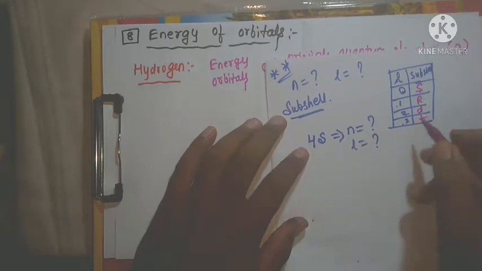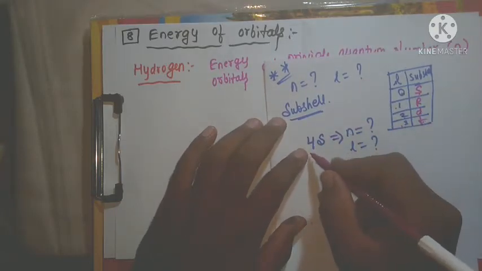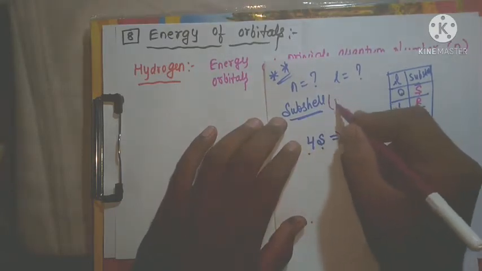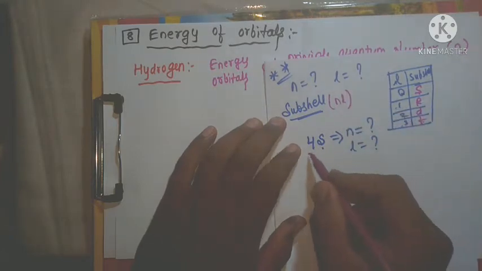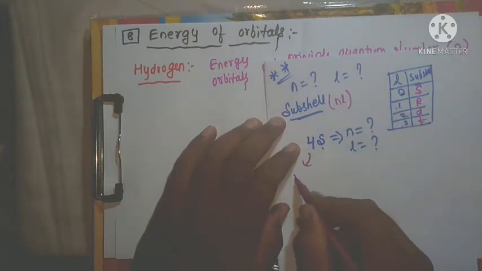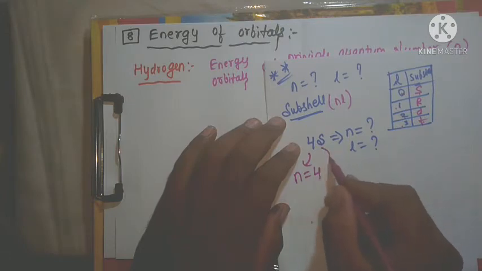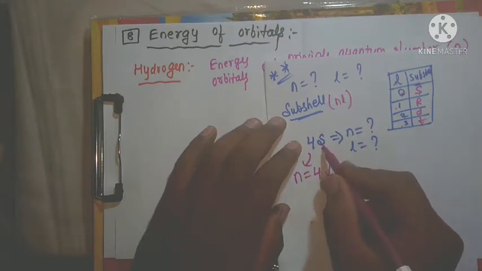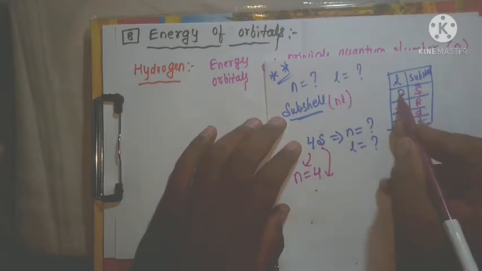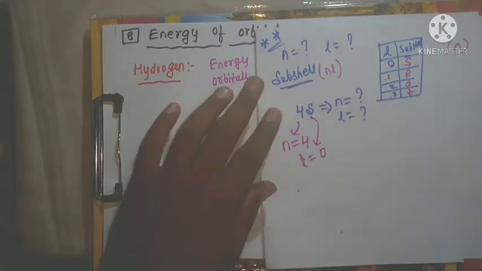Just remember, subshells are always written in the form of nL. The first number indicates the n value, therefore n is equal to how much? 4. And this second symbol, that is S, indicates the L value. S means what is the L value? 0. That is L is equal to 0.